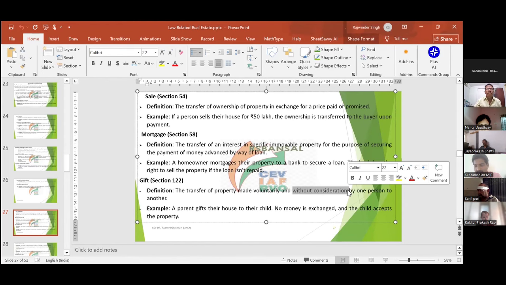So, a person gifts their house to their child, no money is exchanged, and the child accepts the property. The important thing is that the person to whom the gift is given must accept the gift. The donee must accept the gift.